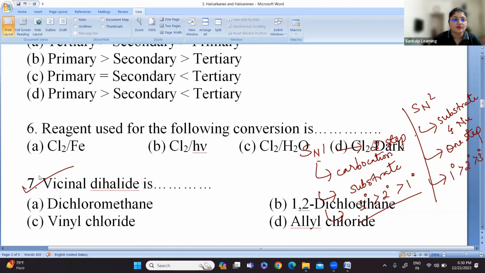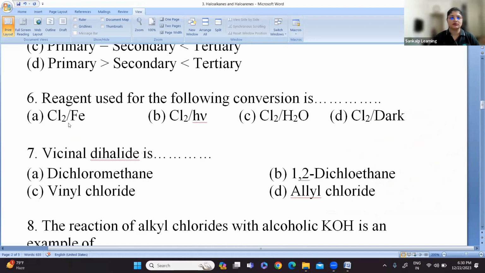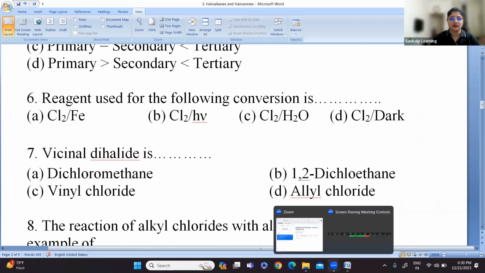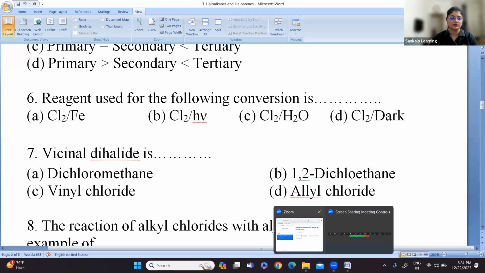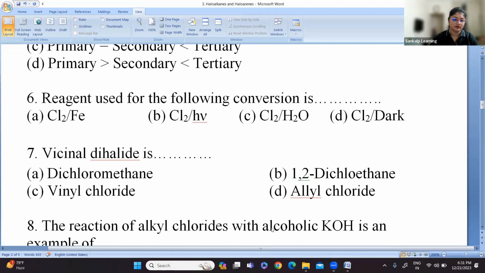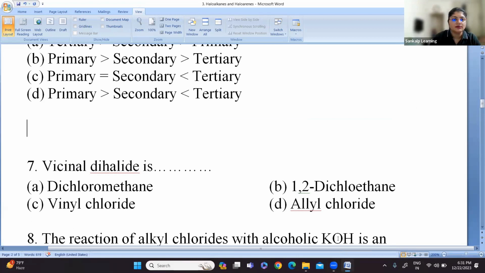Next question. Reagent used for the following conversion is, so which is the... Okay, leave this question. Go for the next question. Okay, seventh one. Go for the seventh one.